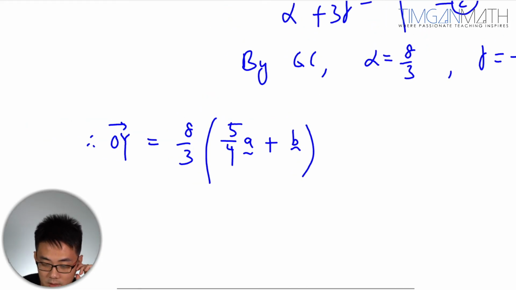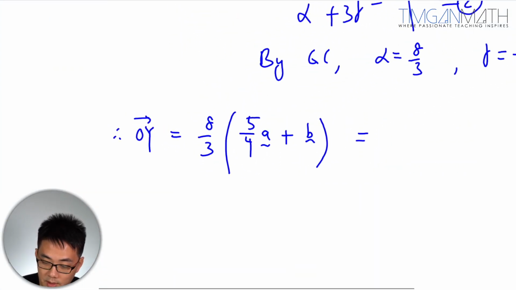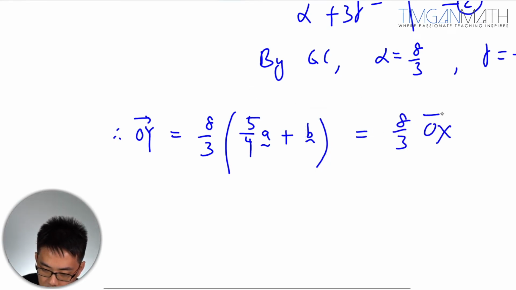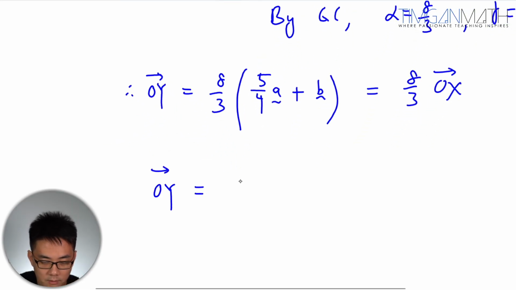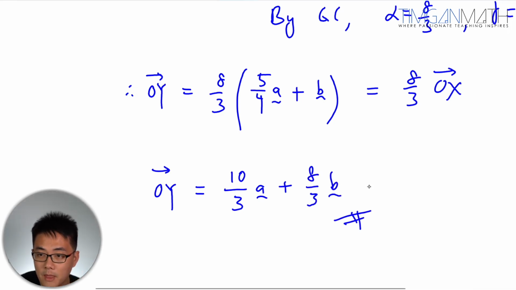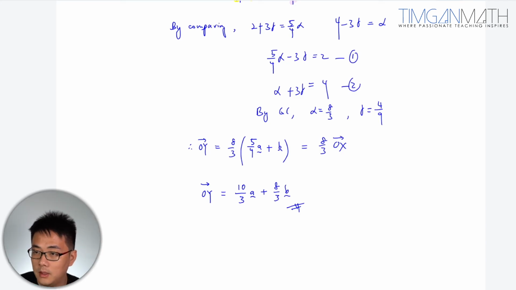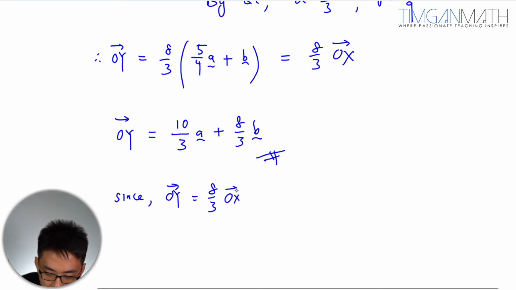Or rather, because we need to find the ratio later, right? OY, yeah, so just write this down. This is actually just 8/3. Okay, but anyway, OY is equal to 10/3 alpha. All right, that's OY. Then we know that since OY is equal to 8/3 OX, if you mod both sides, OY will just be 8/3.